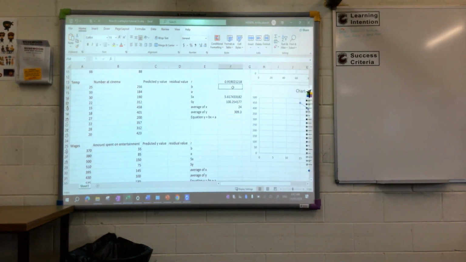Our B value is going to be our R value multiplied by, open bracket, standard deviation of y divided by standard deviation of x. So you should get that formula there, hit enter.